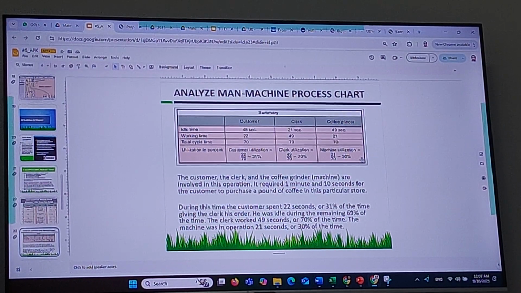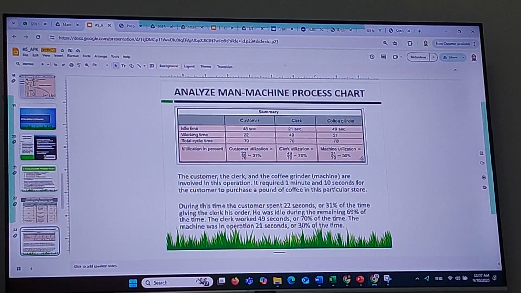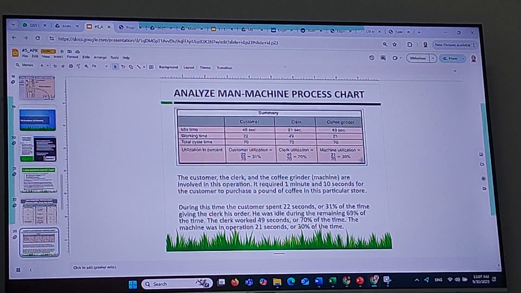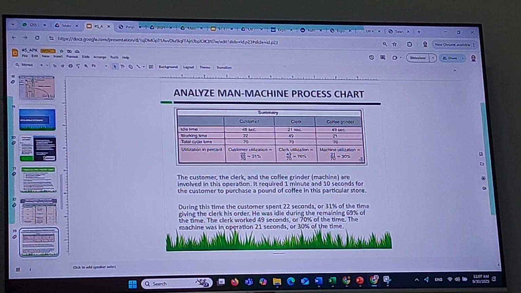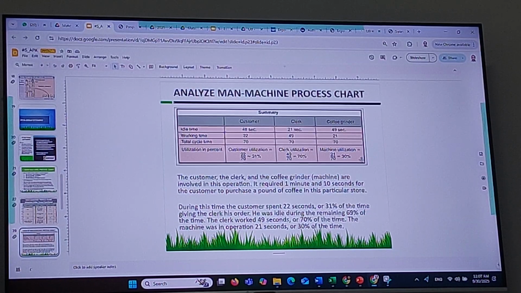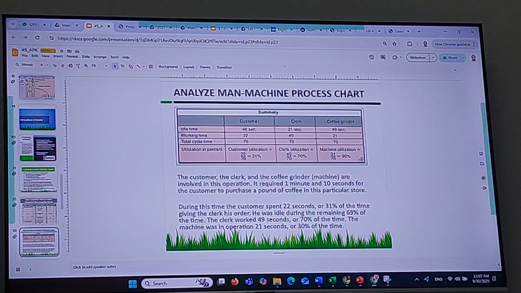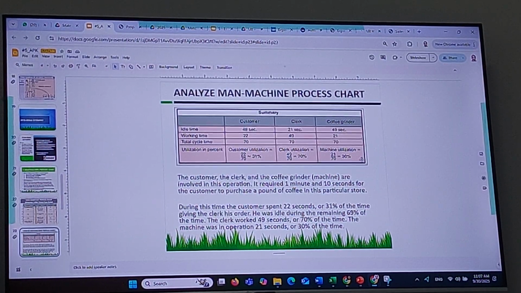But not only the simple case. Please make it for the whole department, and then try to analyze, if you have 5 operators, for example, do the man machine chart and then calculate the utilization of one operator, two operators, something like that. I think it is possible for the final thesis.